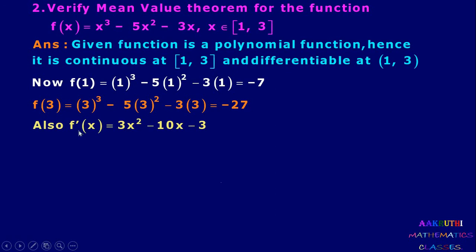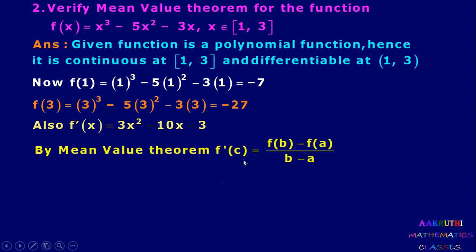So now f dash x, that is, differentiate the given function. F dash x is x cube differentiation is 3x square. And 5 is constant, x square differentiation is 2x, 2 into 5 is 10, so 5x square differentiation is 10x and 3x differentiation is 3, so we get minus 3. So therefore f dash x is 3x square minus 10x minus 3. So now by mean value theorem we have f dash c equal to f of b minus f of a divided by b minus a.